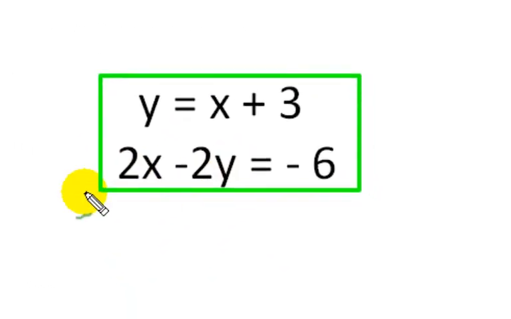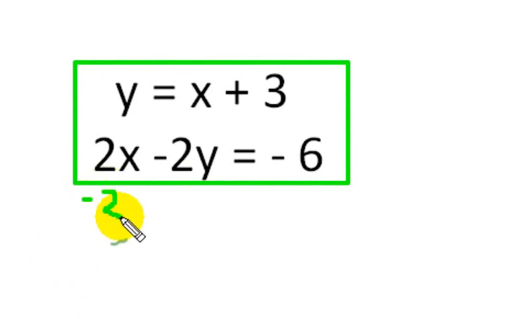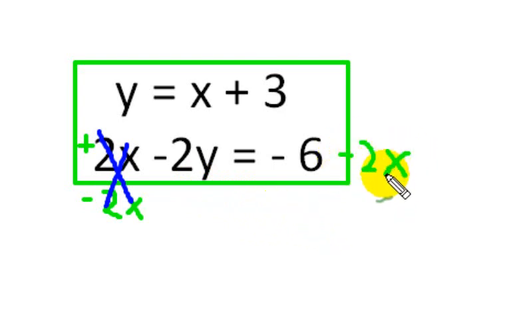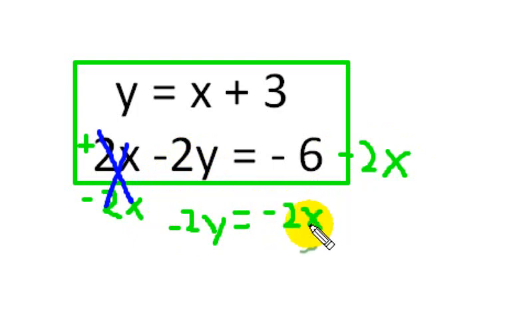So I'm going to isolate y, and I'm going to start by subtracting 2x from both sides because I want to cancel out this positive 2x. Okay, this gets canceled out. What I do to one side, I have to do to the other side. So over here, I also needed to subtract 2x. Okay, I'm left with negative 2y equals, and I'm going to go ahead and put this negative 2x in front, and minus 6.